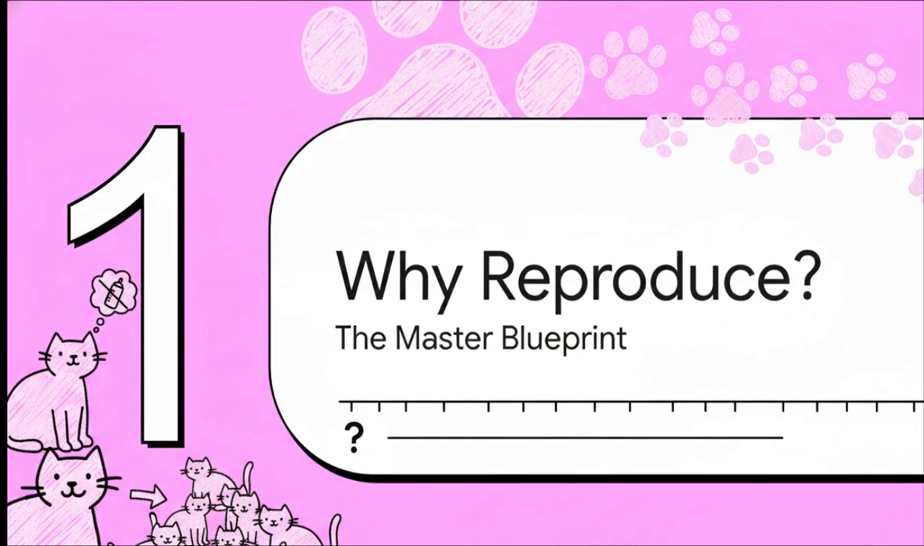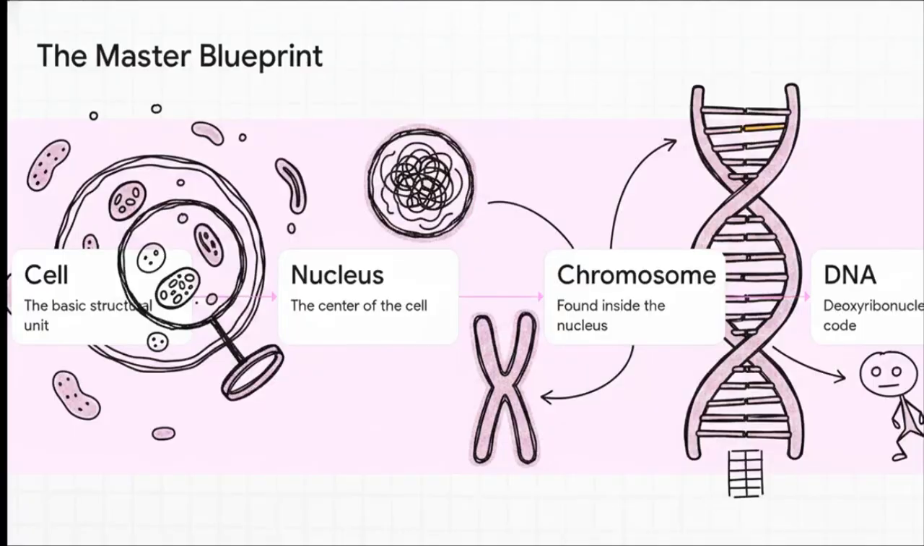So back to our first question. Think about a single cat. If it never reproduces, it's going to be totally fine. But if every single cat stopped, the whole species vanishes forever. Reproduction isn't about the individual. It's absolutely crucial for preventing an entire species from getting wiped out. Now, how exactly do they do it? It all comes down to the master blueprint.